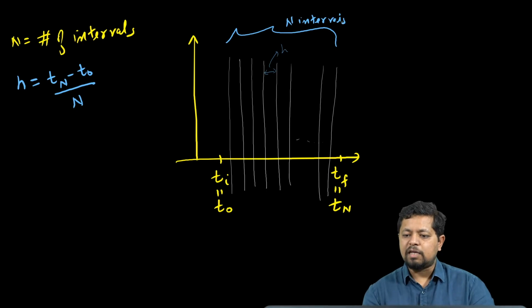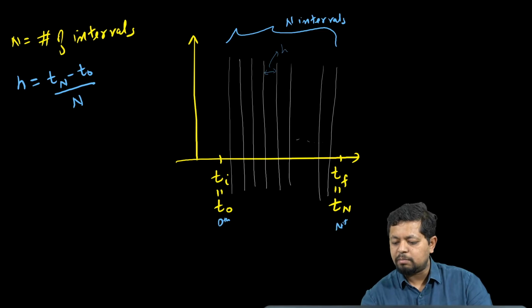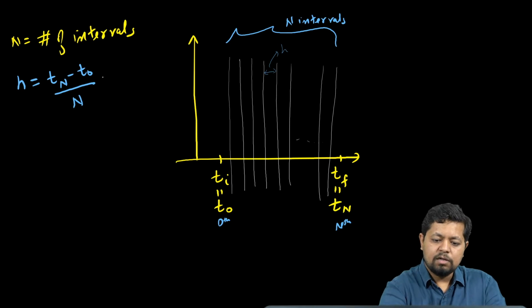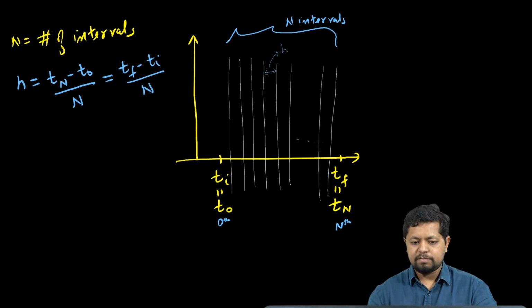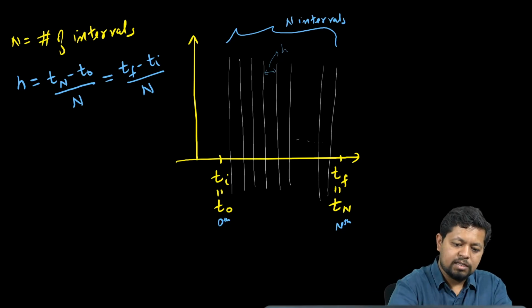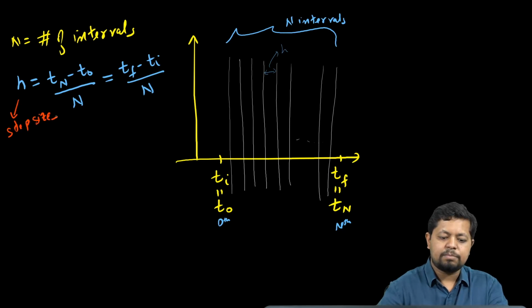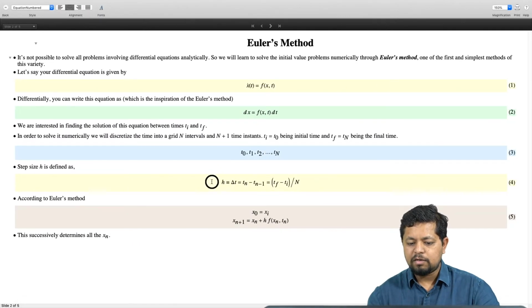The total number of time instances I have is n plus 1, t0 being the 0th time instance, and this being the nth time instance. Total n plus 1 time instances. Between that I have n intervals, and I can write this as Tf minus Ti, final time minus initial time, divided by the number of intervals. So h is my step size. I can also call h the step size.